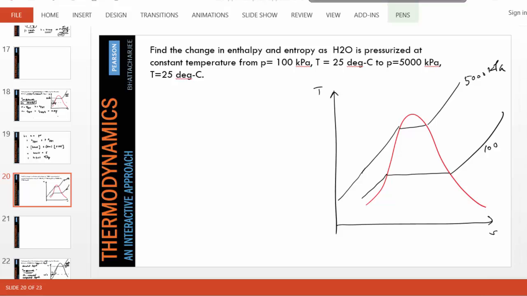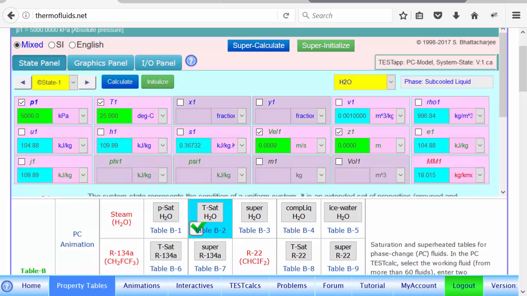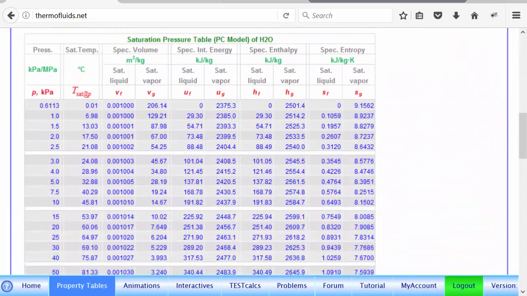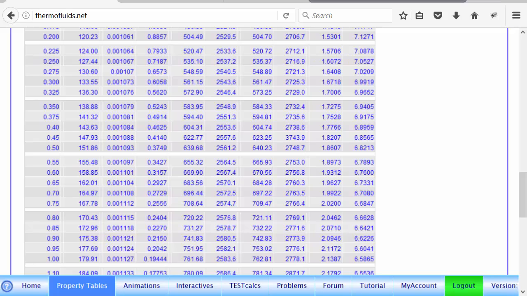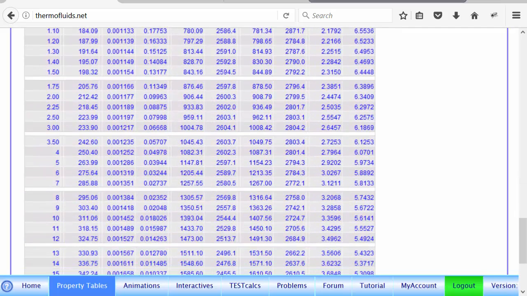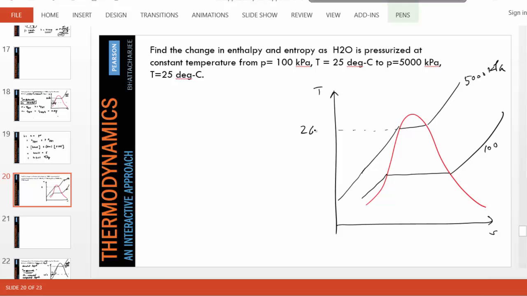We know already at 5000 kPa, the water boils at a very high temperature, which we can get by going to the table: 5000 kPa means 5 MPa, 264 degrees Celsius. And at 100 kPa, this is common knowledge. We know that the water boils at about 100 degrees Celsius. I mean, we can go to the table and verify, but we kind of know that. Under atmospheric pressure, water boils at 100 degrees Celsius.